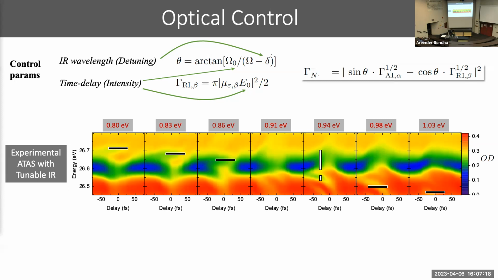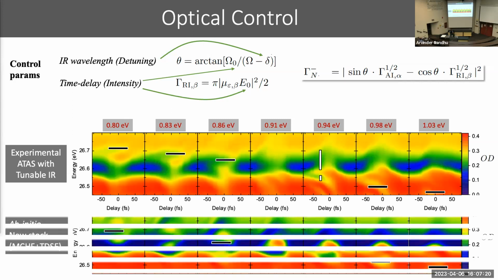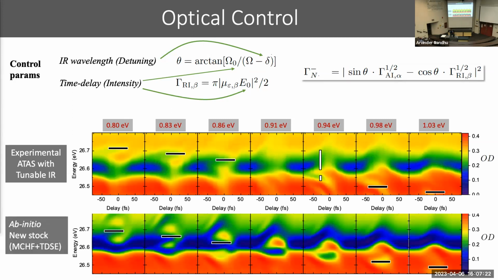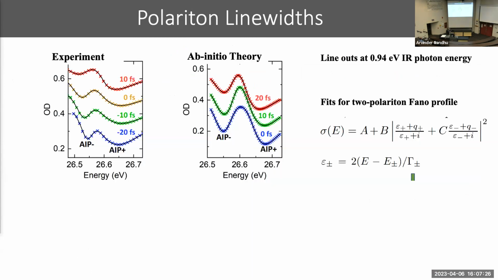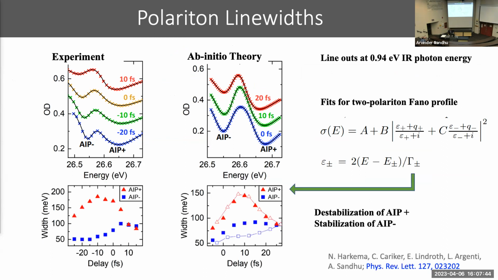So the theory models this and shows the same behavior. It's a full ab initio calculation. But coming back to quantitative comparison, when we take the line outs, we see that there are two polaritonic branches and the width changes with time delay, intensity, and other parameters. We can fit them with the Fano formula and extract the lifetimes. I will just show you the results of the lifetimes here.